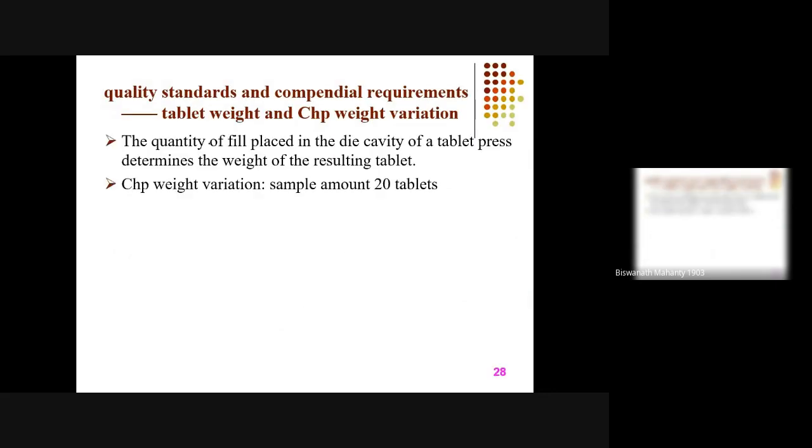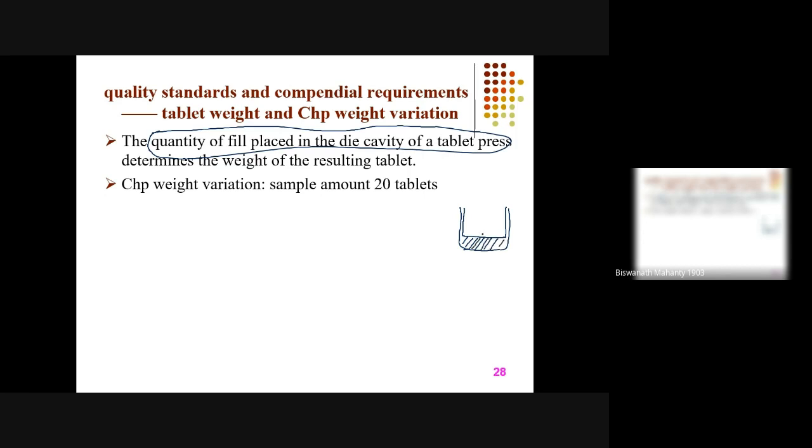Now, for example, they are going to take the tablet weight, and we are also going to have chip weights. The quantity of the fill placed in a die cavity of the tablet press determines the weight of the resulting tablet. It is very true, because your punch is actually a volumetric punch, right? We know this is the lower punch and the upper punch will come up to this point. This is fixed, your machinery is fixed. That means this much will be the total amount that is finally compressed.